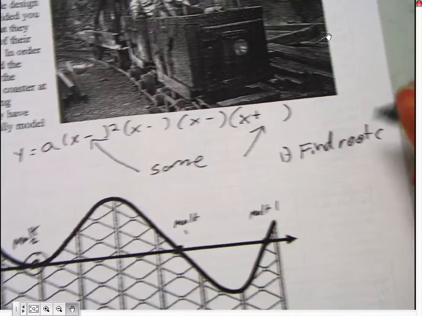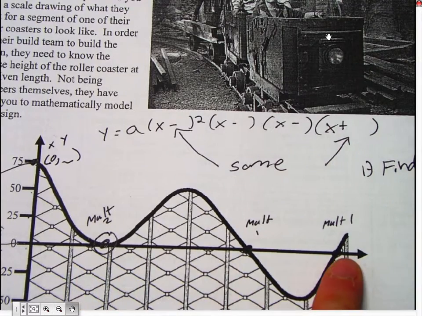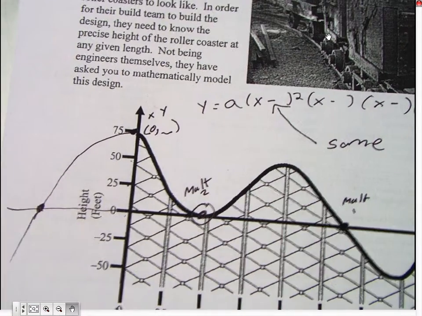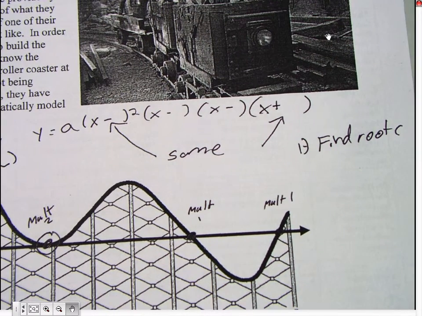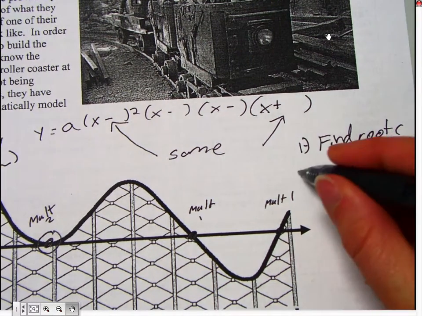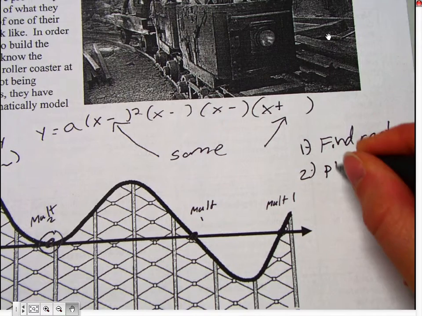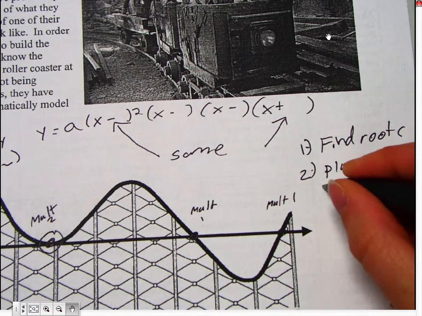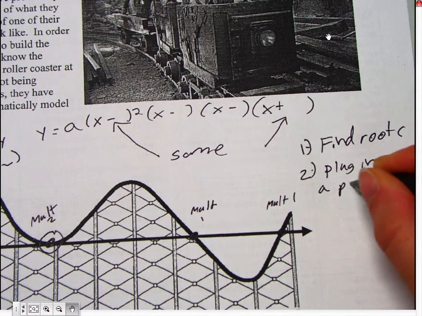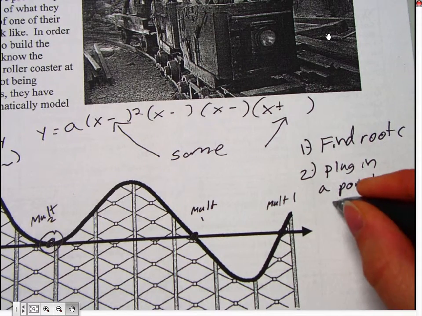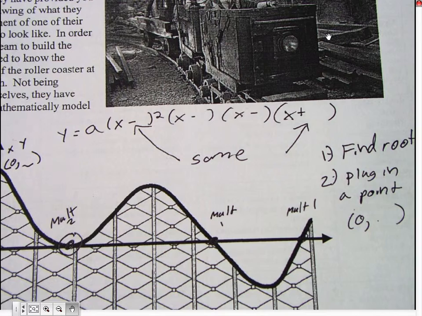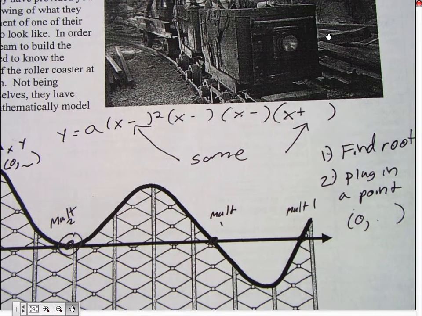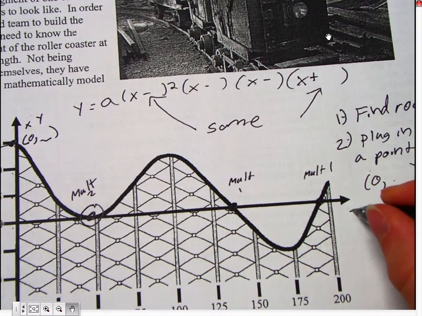You get to pick the numbers that you think are here: 1, 2, 3, and this one over here. Okay? So you're going to pick them. It kind of shows you on there, you're approximating. Then plug in a point. I would do 0 for x, whatever you think that y value is. That's going to help you find your A.